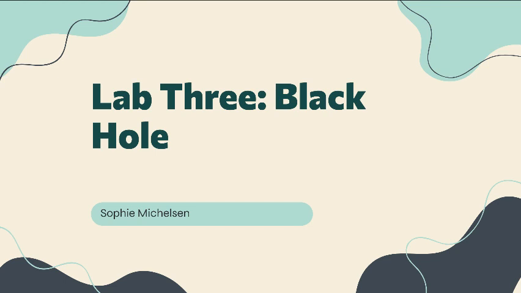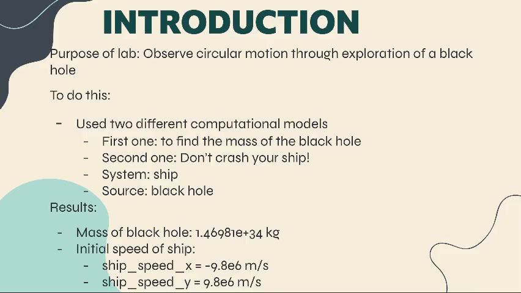We're going to hop right into lab number 3, black hole. So we'll start with our introduction. The purpose of the lab was to observe circular motion through the exploration of a black hole. The 3 key concepts that we are using were Newton's second law, the parallel and perpendicular components of net force, and then the gravitational force, or the universal law of gravitation.